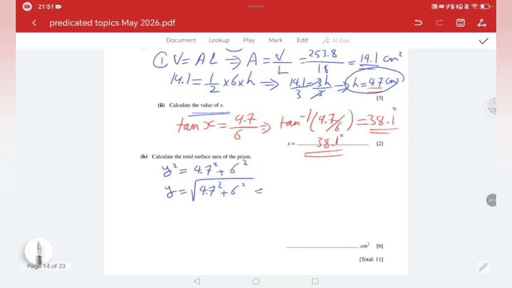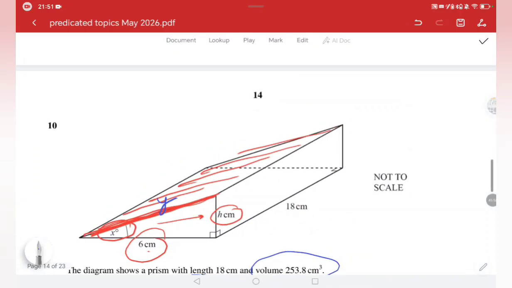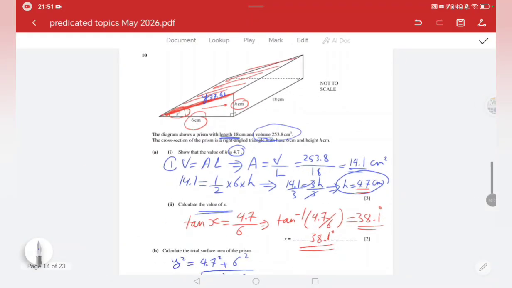Okay, so this one: 4.7 squared plus 6 squared, square root of the answer. So this one is 7.62 centimeters. So now we have this one, 7.62. If you want now to find this side, you can multiply 7.62 times this one, which is 18.